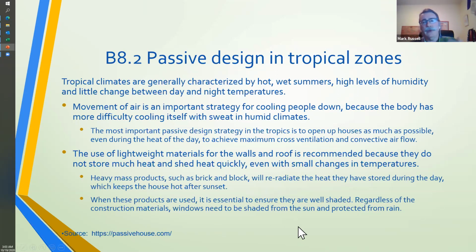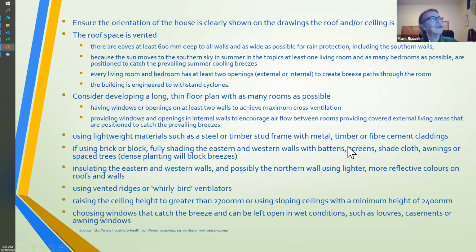Make sure you use lots of good shading, good techniques. So the orientation is taken care of so that you minimize that solar heat gain from the sun hitting it. We talked about the roof being vented. Consider developing thin, long floor plans. That way you get lots of airflow in the buildings.